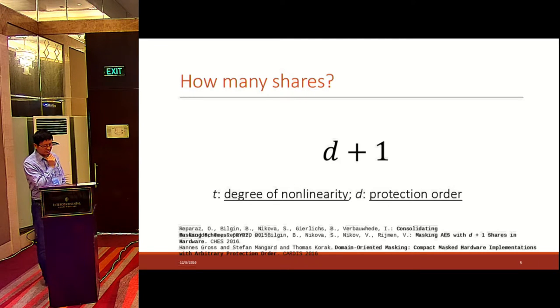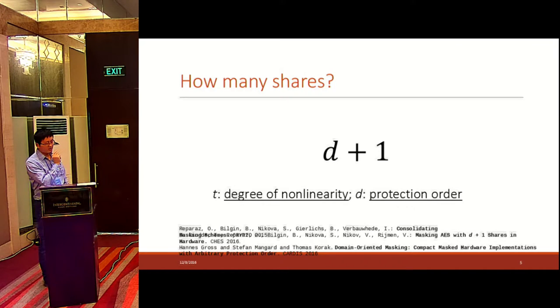The difference is, first of all, we are not going to give a very generic construction for any arbitrary function or at any arbitrary protection order. We focus on first-order protection only. Second of all, in those previous works, even though the area is reduced, the amount of randomness is increased. So in this work, we are trying to reduce the randomness required for TI.